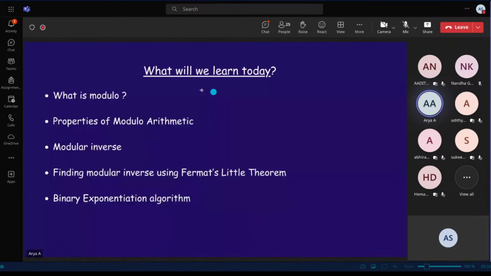So what will we learn today? We'll be starting with what is modulo. I'm pretty sure that most of you have a basic idea about this particular concept. From there we'll move on to properties of modular arithmetic, and then a very important concept known as modular inverse. Then we'll try to find modular inverse using something called Fermat's little theorem. Finally, we'll end the session with a very efficient algorithm known as the binary exponentiation algorithm. So let's start.